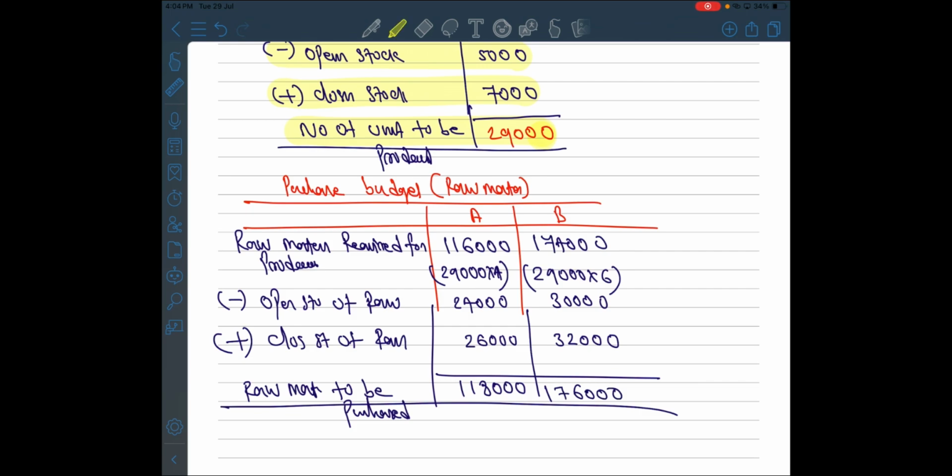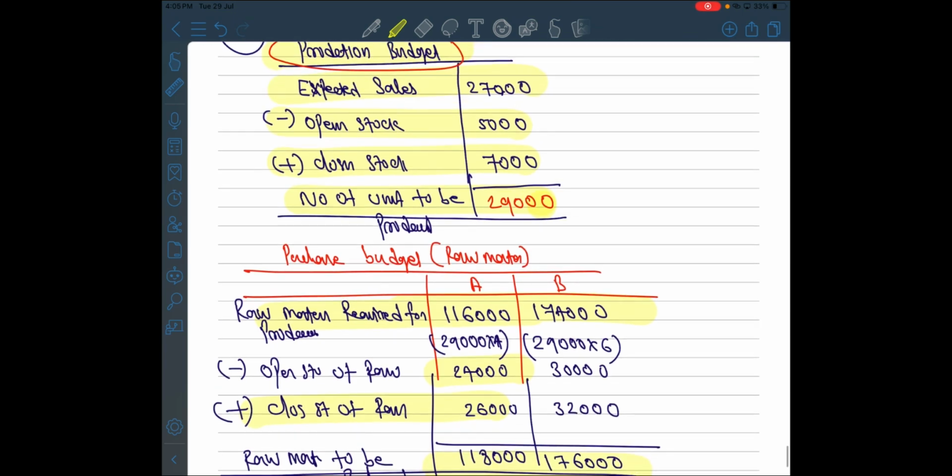So actually the total raw material required is what? 1,16,000. Why did we deduct the opening stock? Because we already have 24,000 stock in our hand, so it is not required to purchase it again. Then after production we need extra stock, that is known as closing stock. We should add that. So finally we will get this amount as the number of units to be purchased.